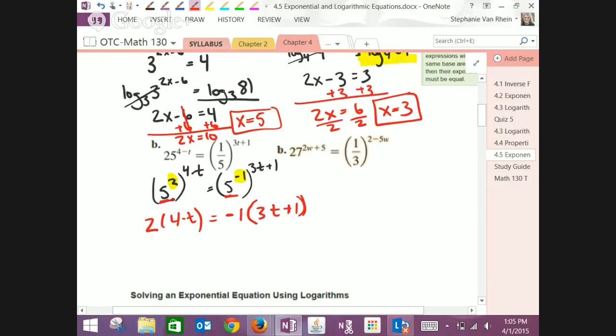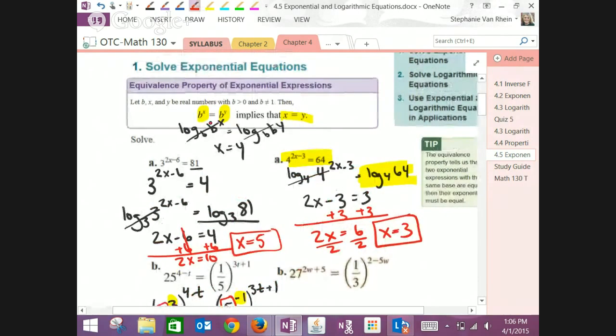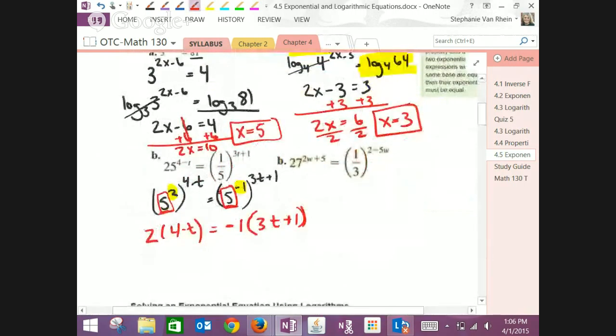This 5 here and this 5. So we can use this property: b to the x equals b to the y if x equals y. So I have the same bases, so I know the exponents have to be the same.